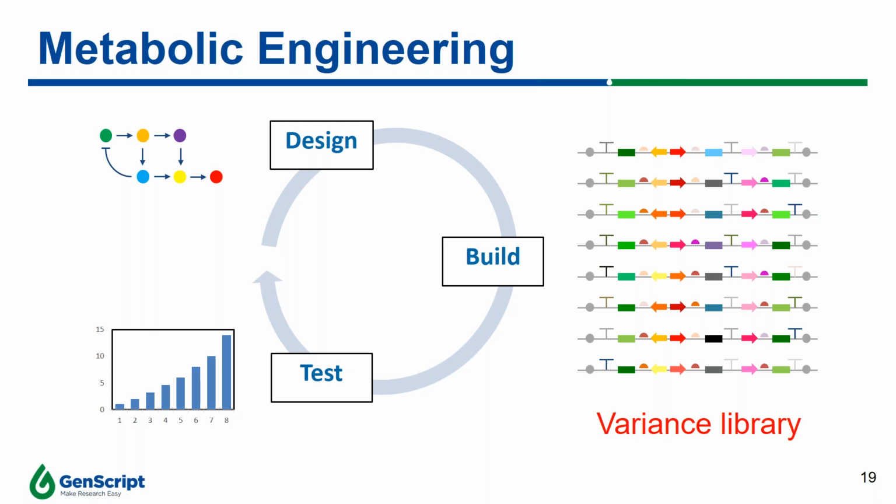Yes, currently we have different expression systems: the E. coli, the yeast, the insect, as well as the mammalian expression systems that are available in GenScript.